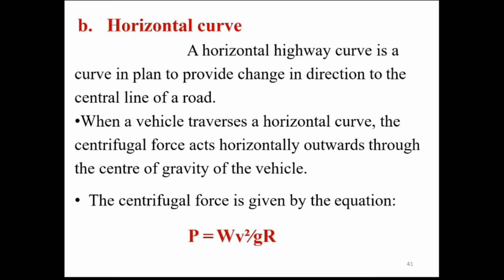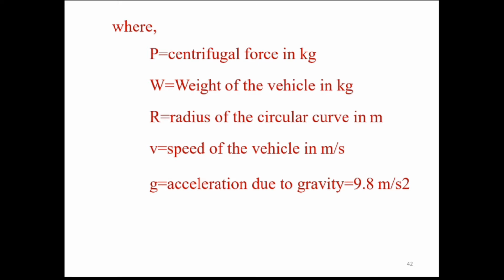Now when a vehicle traverses a horizontal curve, the centrifugal force acts horizontally through the center of gravity of the vehicle. Hence the centrifugal force is given by the equation P = W V² / (g R), where P is the centrifugal force in kg, W is the weight of the vehicle in kg, R is the radius of the circular curve in meters, V is the speed of the vehicle in meters per second, and g is the acceleration due to gravity, equal to 9.8 meters per second squared.